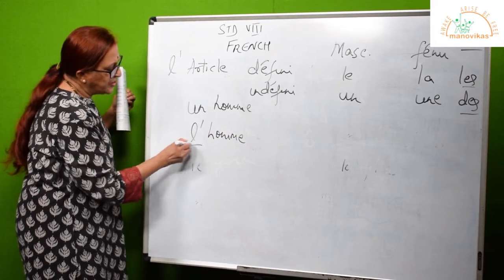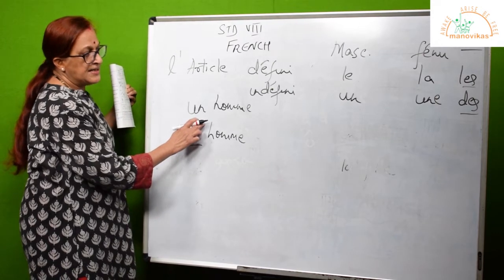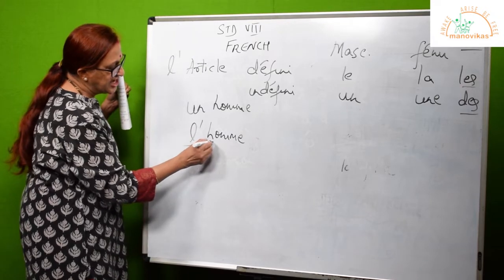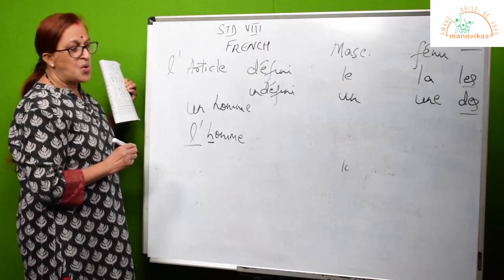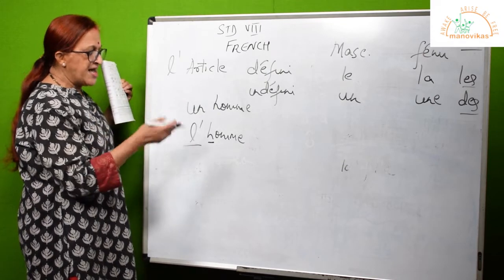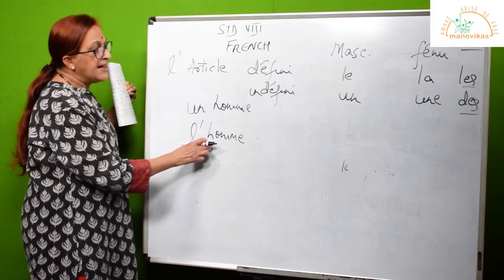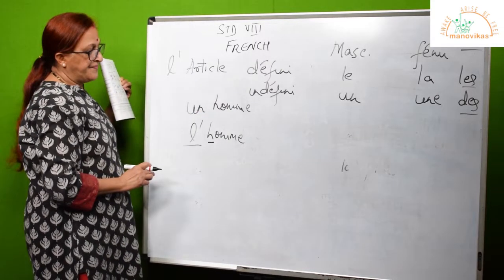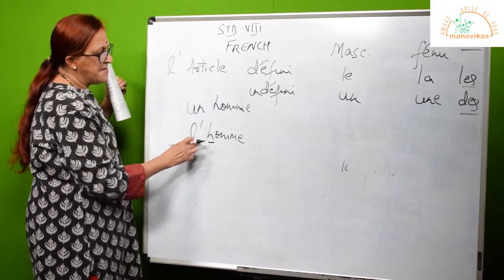Now, here you notice that I have used L apostrophe. Whether it is E or A, it gets cancelled. That is because H is treated as a vowel. Apart from Y, I had mentioned Y, H also is treated as a vowel. So when a word starts with a vowel, that le or la becomes L apostrophe. So un homme, l'homme. A man, the man.